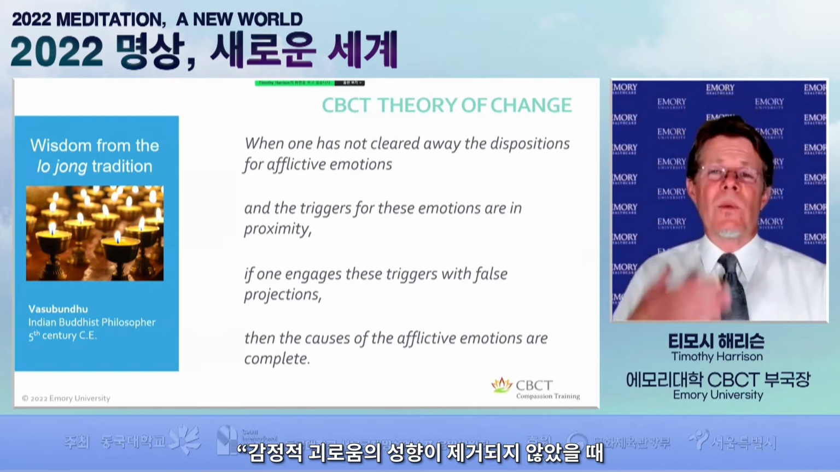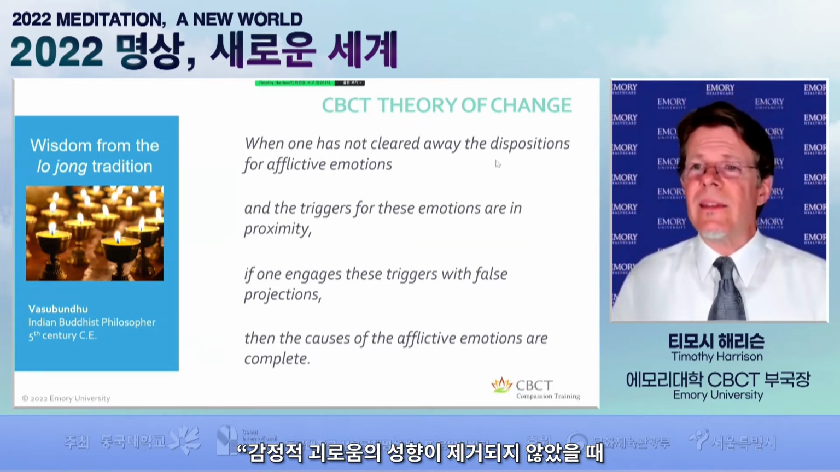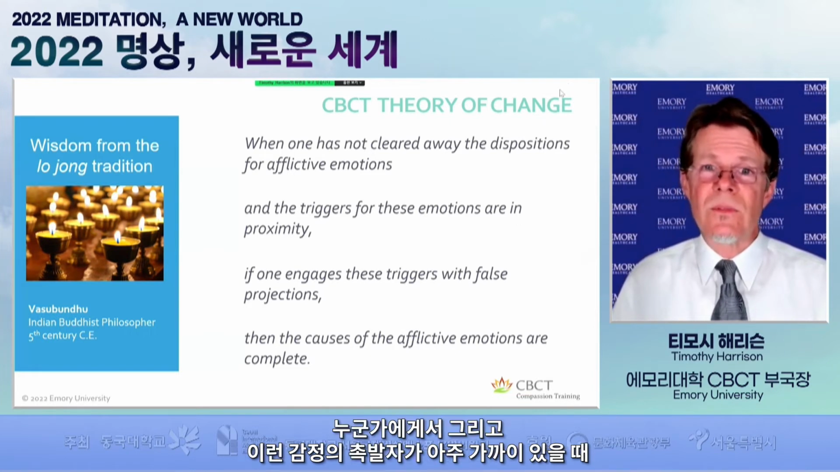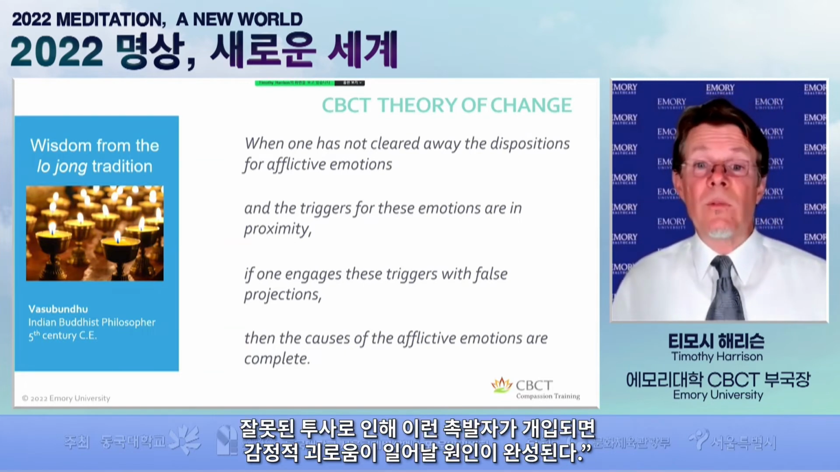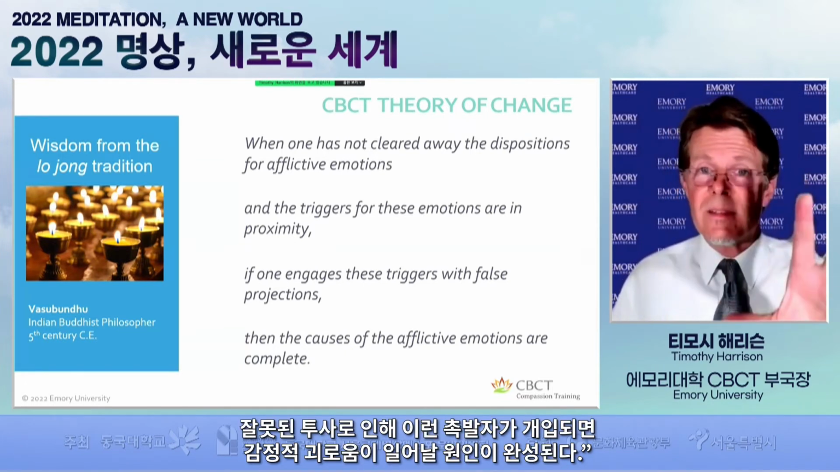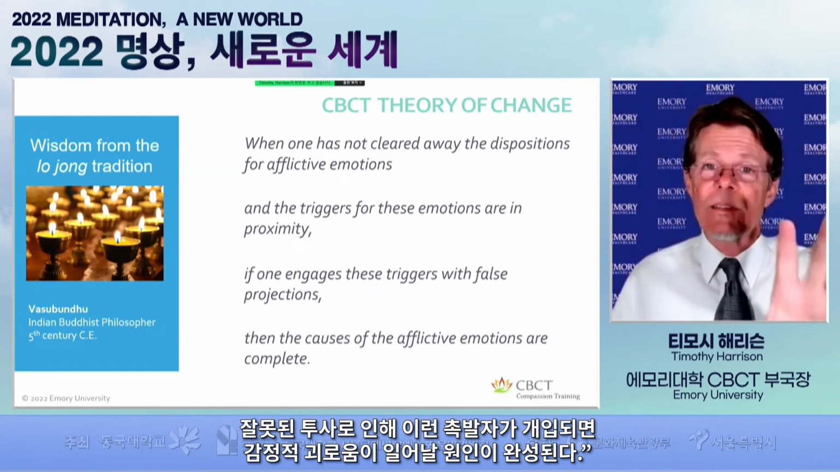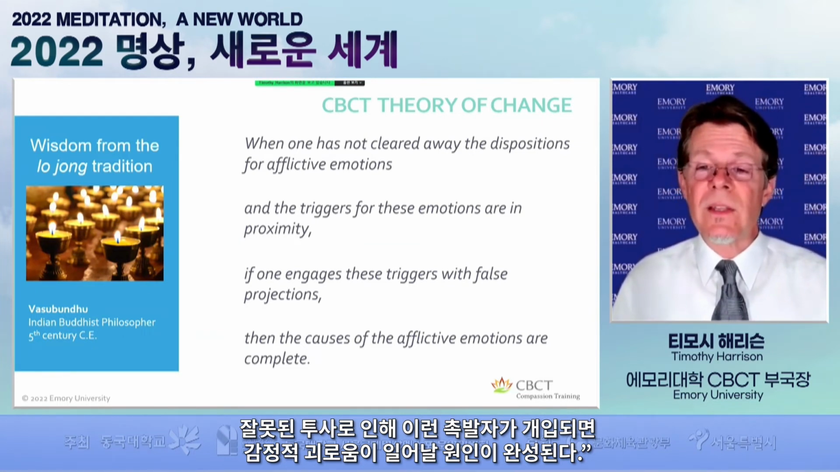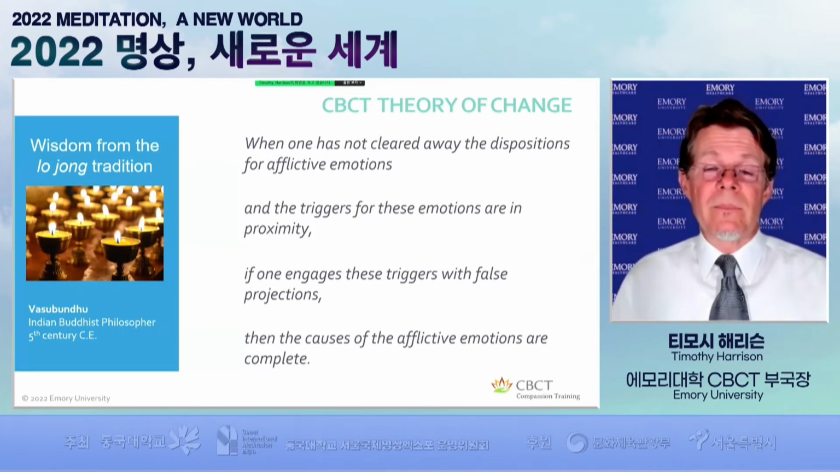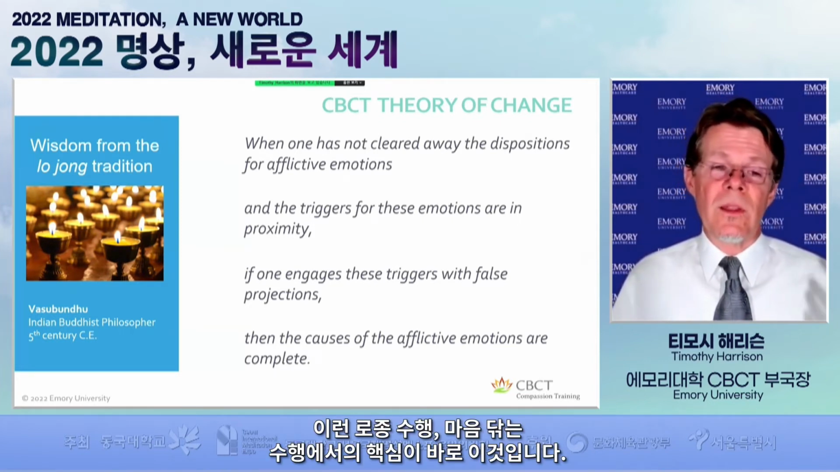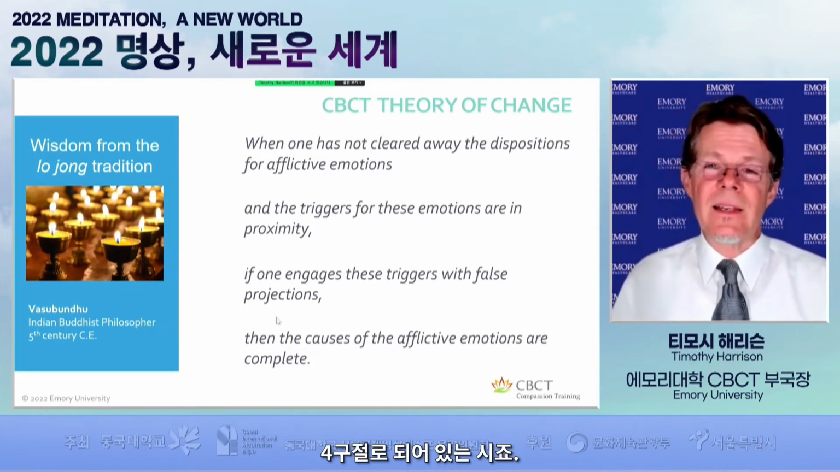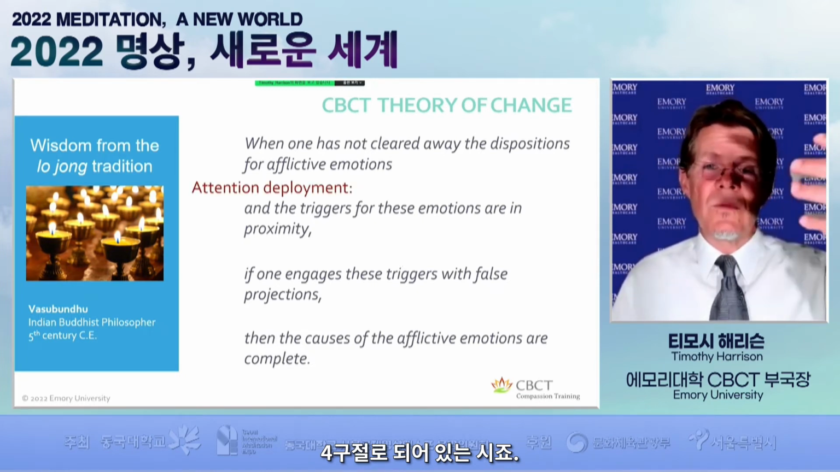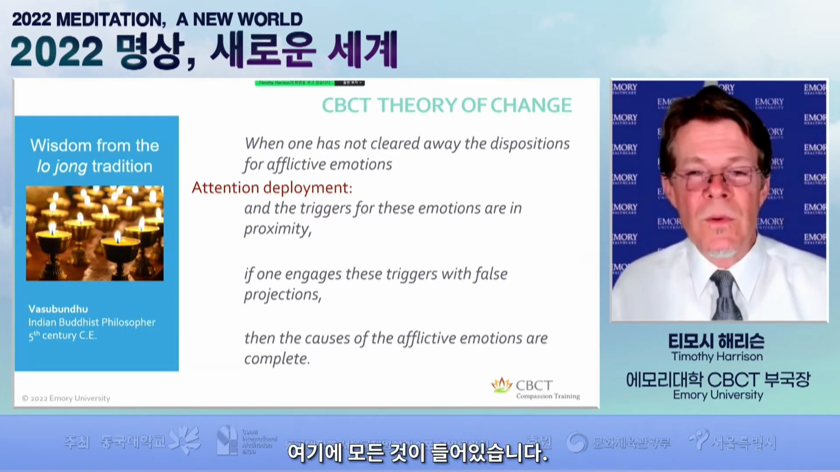And it said this: when one has not cleared away the dispositions for afflictive emotions, and the triggers for these emotions are in proximity, if one engages these triggers with false projections, the mind projects onto them things that aren't there, then the causes of the afflictive emotions are complete. This is a core text for the Lojong trainings that led to CBCT. And Dr. Negi was just amazed when this neuroscience paper aligned with these four verses so well.